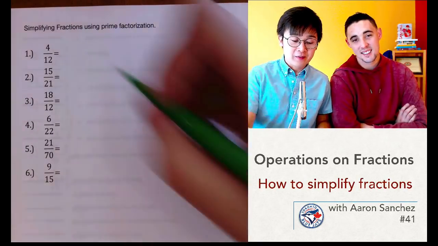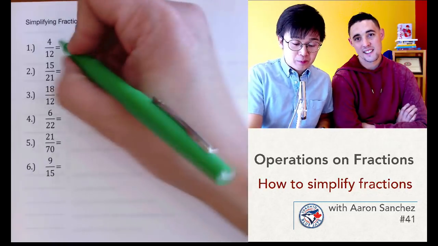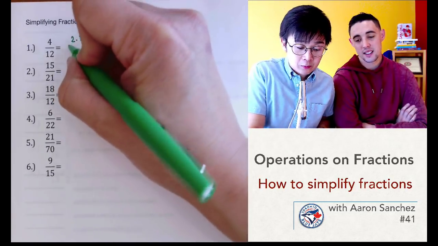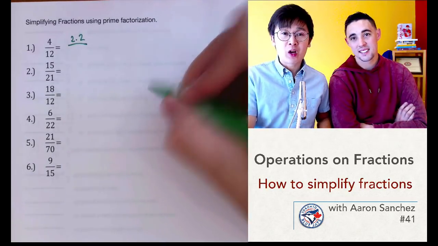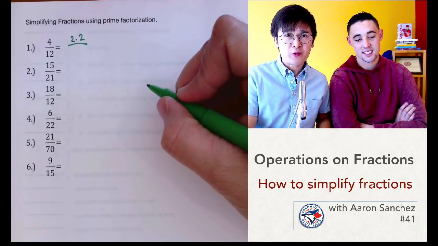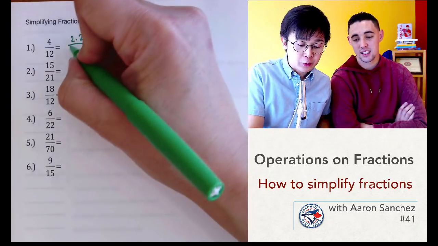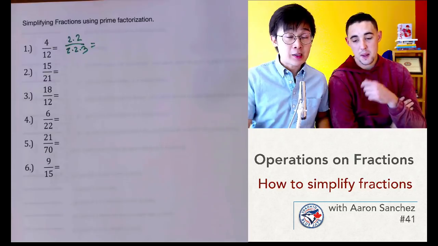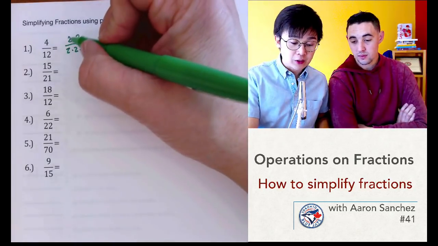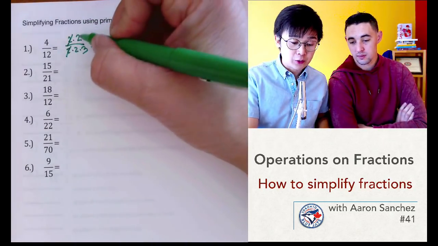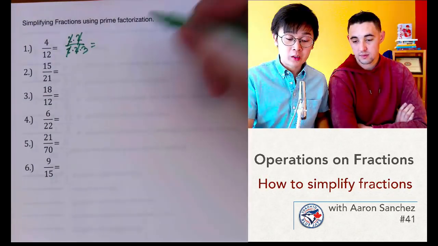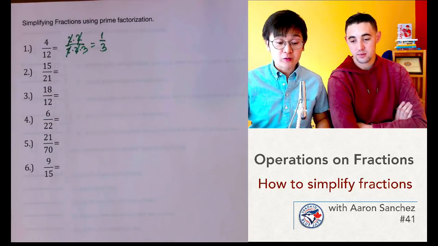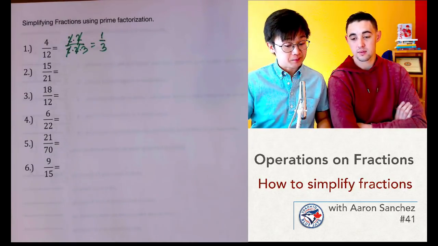We have 4 over 12. If we find the prime factorization of 4, we know it's 2 times 2, and 12 is 4 and 3, and 4 can still be broken apart into 2 and 2, so we can just write 2, 2, and 3. By doing this, simplifying will be a lot easier because all we have to do is cancel all the common terms, which are 2 and 2, and whatever is left over is the simplest form of your fraction. So 4 over 12 is equal to 1 over 3 when simplified.